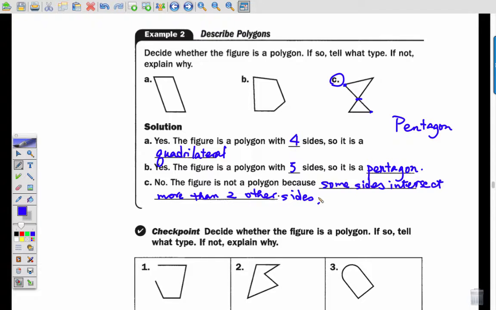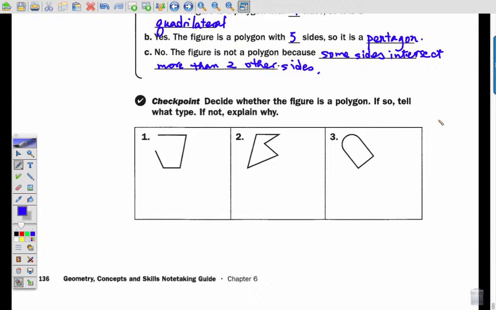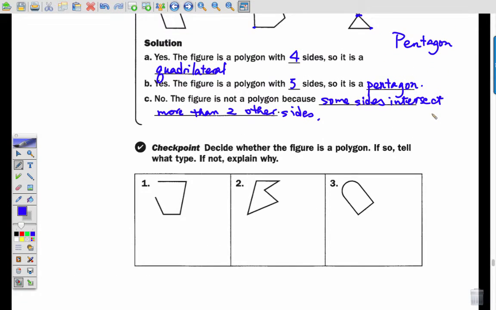Okay, so it's pretty straightforward. You just count the number of sides. If we have 3 sides, we have a triangle. We have 4 sides, we have a quadrilateral. We have 5 sides, we have a pentagon, and so on and so forth. And also make sure that each side, like this pentagon here, has to intersect with other sides on both ends once. This one is intersecting with too many sides. Okay?